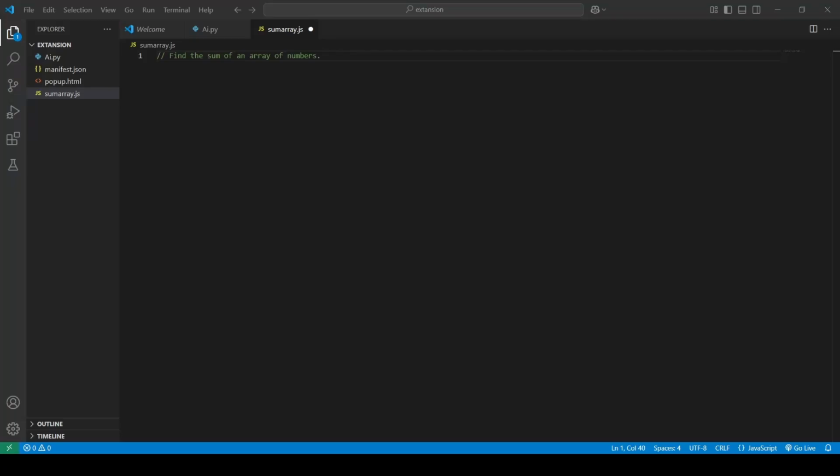Got a coding problem? The clock is ticking. Let's break it down and solve it step by step, all in under a minute. First, understand the problem. Read the question carefully. Identify inputs, outputs, and constants.